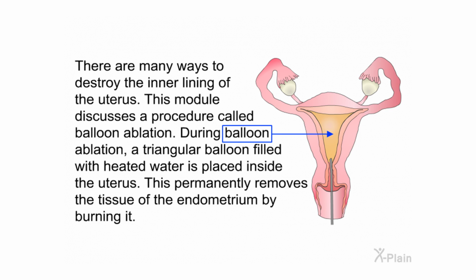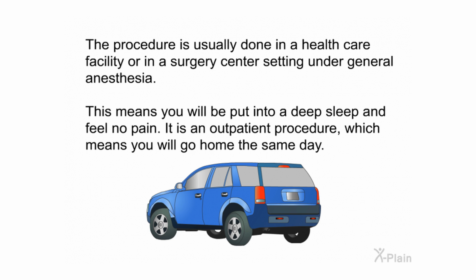Procedure. There are many ways to destroy the inner lining of the uterus. This module discusses a procedure called balloon ablation. During balloon ablation, a triangular balloon filled with heated water is placed inside the uterus. This permanently removes the tissue of the endometrium by burning it. The procedure is usually done in a healthcare facility or in a surgery center setting under general anesthesia. This means you will be put into a deep sleep and feel no pain. It is an outpatient procedure, which means you will go home the same day.